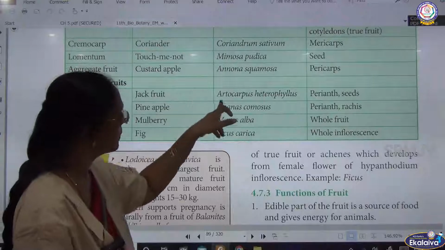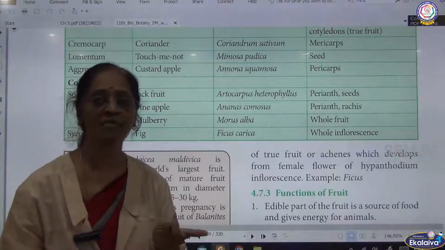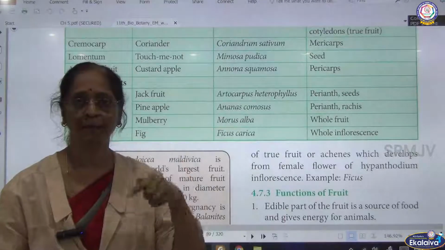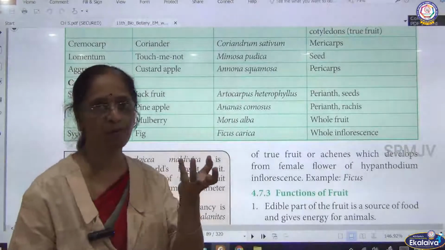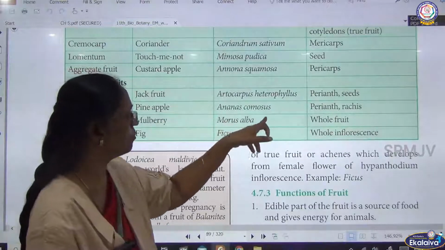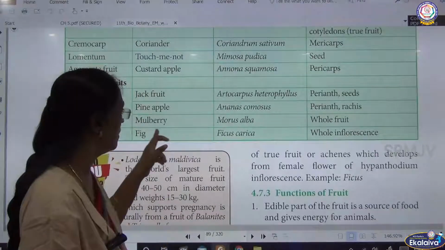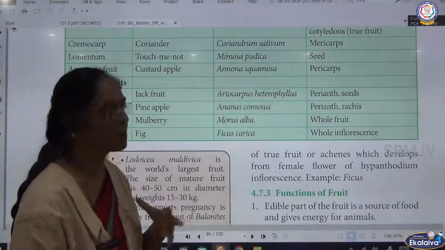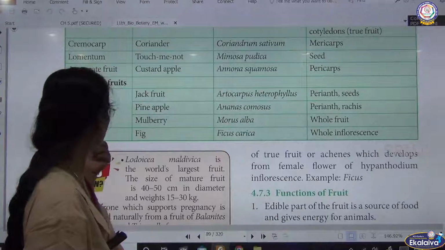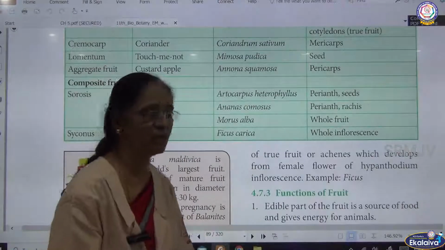And jackfruit, the botanical name is Artocarpus heterophyllus. And what is the edible part we are eating? The perianth is the edible part, the seed is also cooked and eaten. And pineapple, it is Ananas comosus, the perianth or the rachis is the edible part which we take. Mulberry, Morus alba, and it is the whole fruit. And the syconus is the fig, Ficus carica, this is the whole inflorescence.